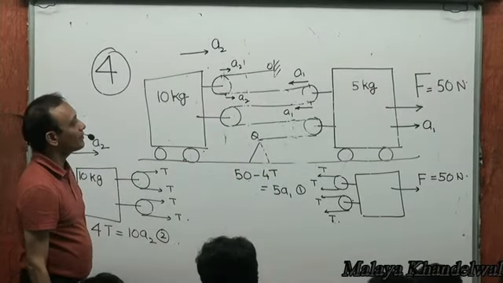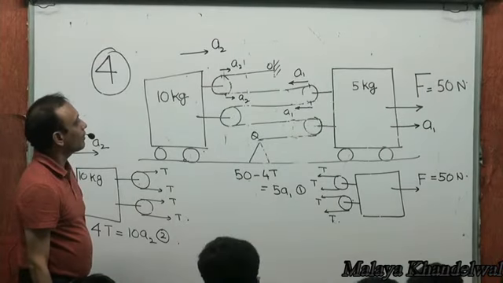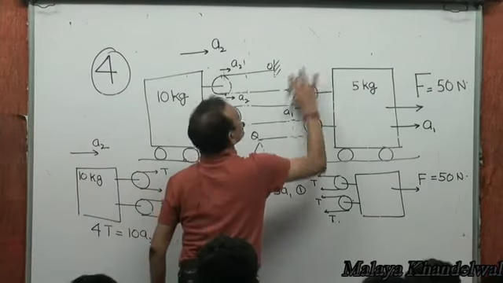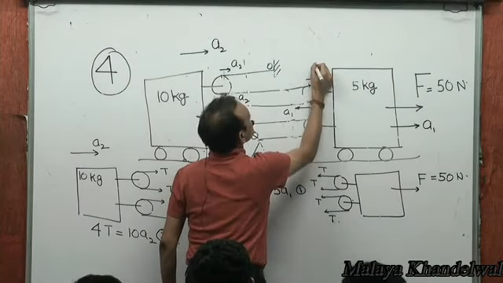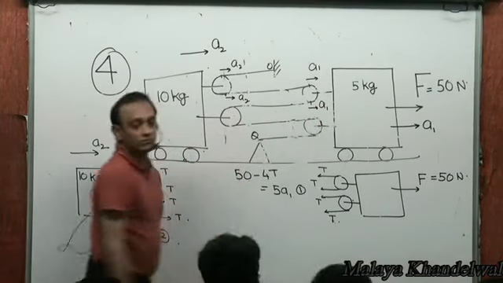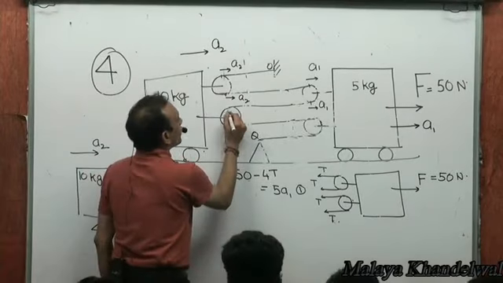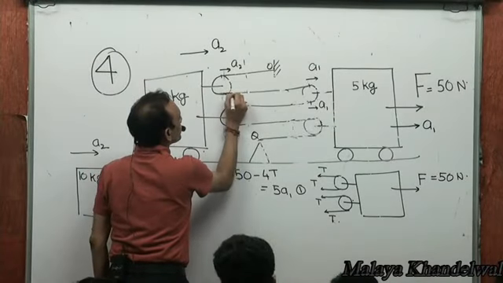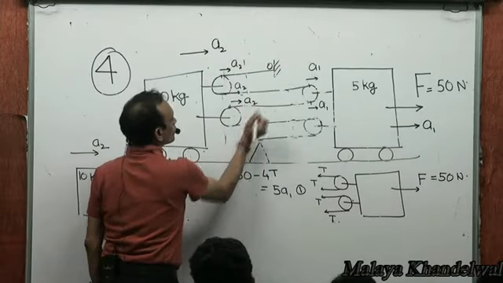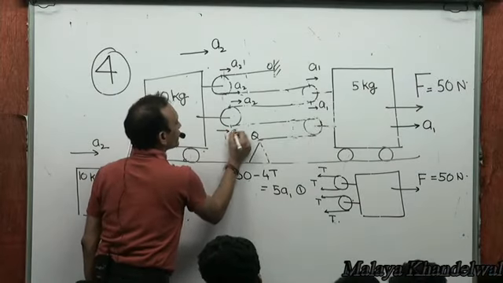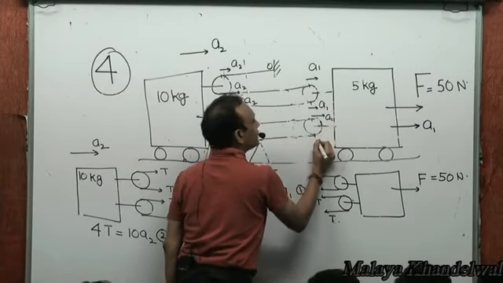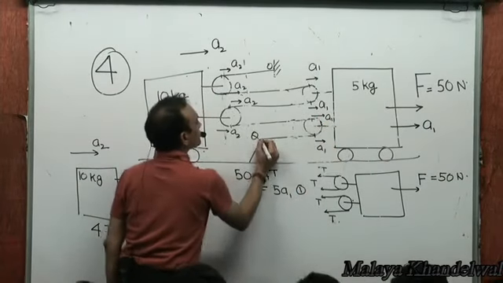Oh, sorry. I'm so sorry. This is moving to the right. This is A1 to the right. Apologies. A1 to the right. Then, what about this point? A2 to the right. This point, A2 to the right. This point, A1 to the right. This point, 0.